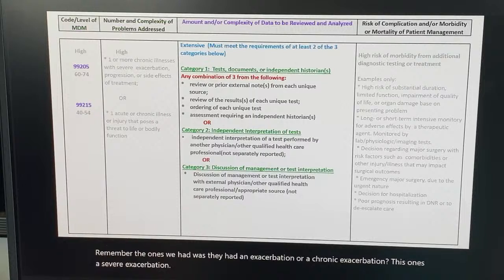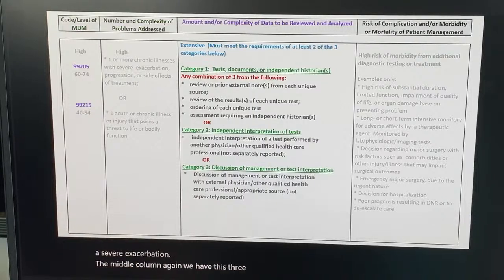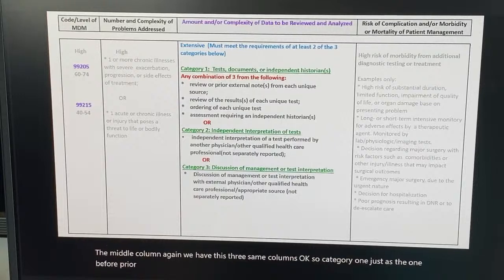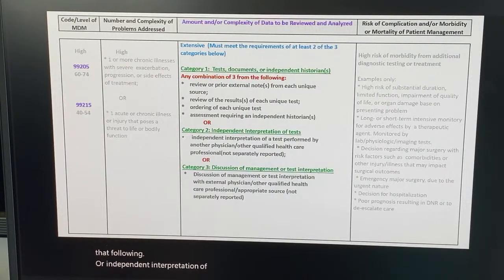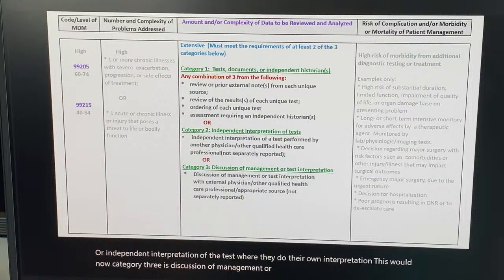The middle column, again, we have the same three columns. Okay, so category 1, just as the one before: review of prior external notes, review of results, ordering of unique tests, assessment requiring an independent historian. That's all in number 1, category 1. They need 3 from that following. Or independent interpretation of the test, where they do their own interpretation. Category 3 is discussion of management or test interpretation.